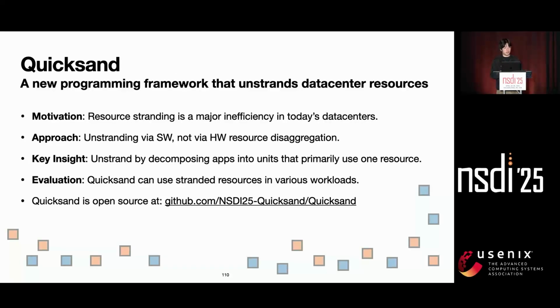To conclude, we have presented Quicksand, a new programming framework that addresses resource stranding, a major source of inefficiency in today's data centers. Our approach is to solve stranding in software rather than physically disaggregating in hardware. Our key insight is that we can unstrand by decomposing applications into fine-grained units that primarily use one resource. We show that this approach unlocks stranded resources that are previously unusable in various workloads in our evaluation.